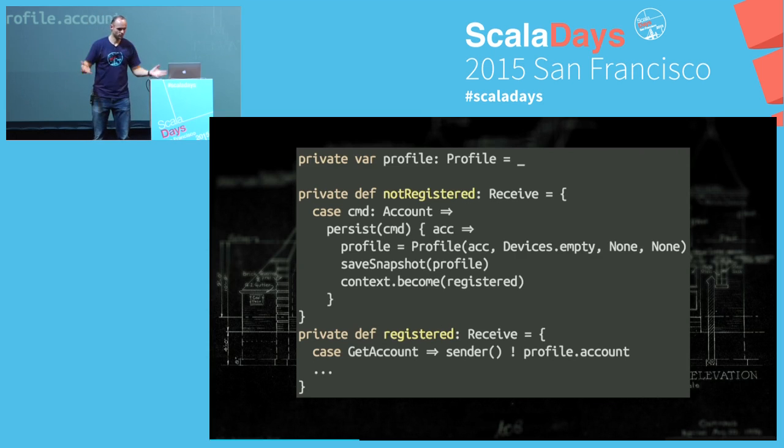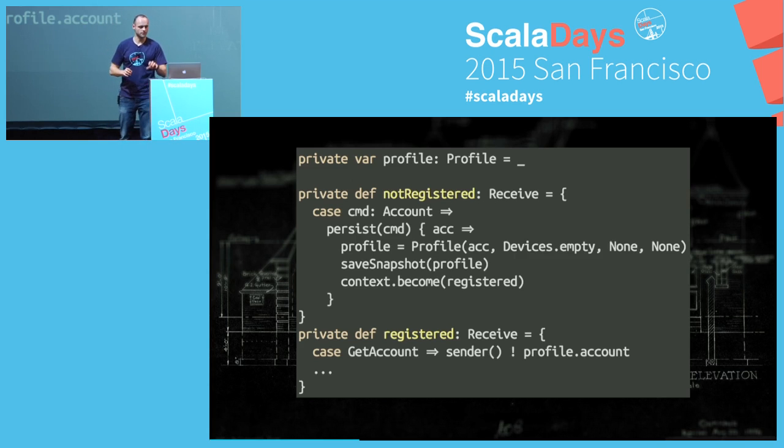And then stuff being the account, when I receive the account message, I'll mutate my state, remember the account username, password, and so on, and I'll context become registered. When I'm registered, I can reply to messages like get account.